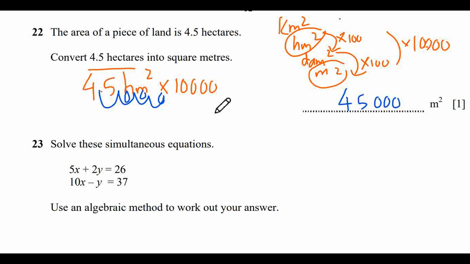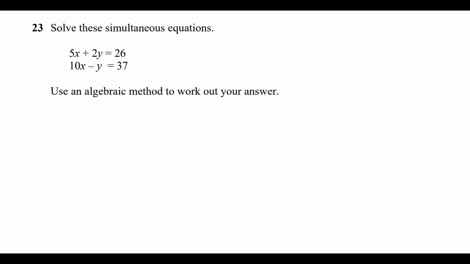Next, question 23. So now we have to solve simultaneous equation. 5x plus 2y equals 26 and 10x minus y equals 37 with algebraic method to work out your answer. So we can use either substitution or elimination. This is the first equation, this is the second equation.